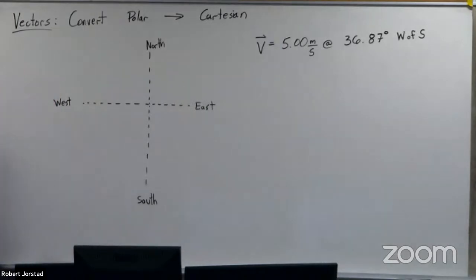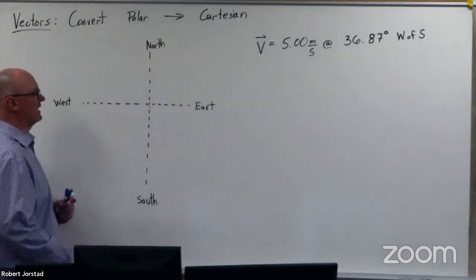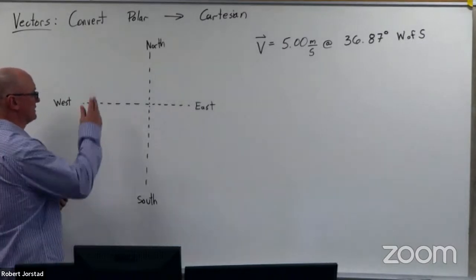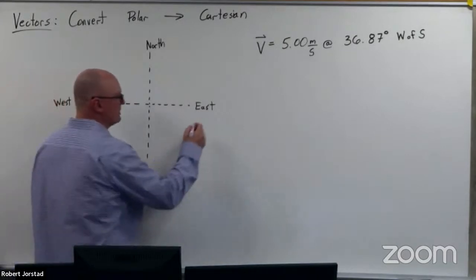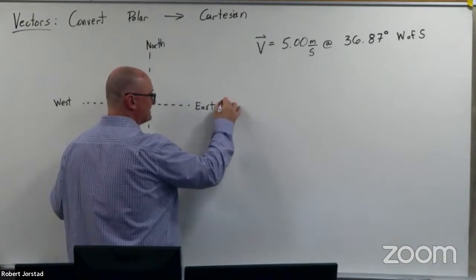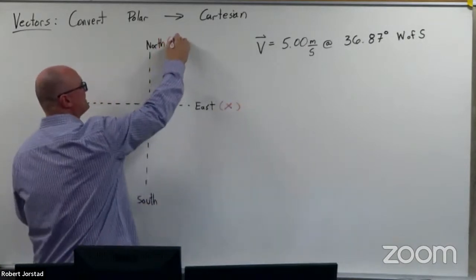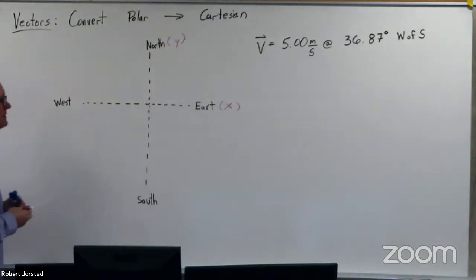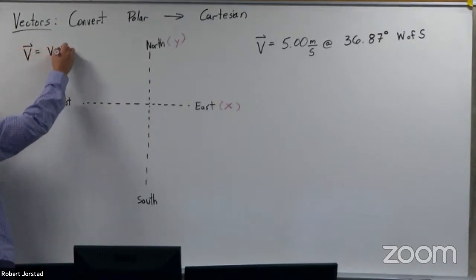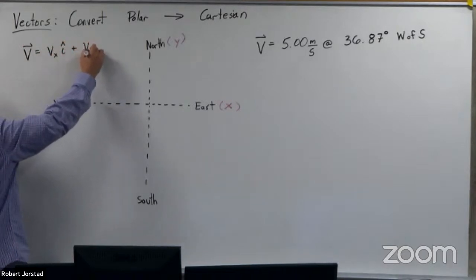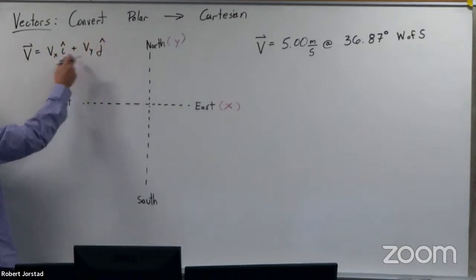A lot of times in the real world, we're talking about things moving around. Maybe it's a plane flying or a person walking. We usually have north, south, east, and west. Unless otherwise specified, we usually pretend this is the x-axis, east, and this is the y-axis. This is just our normal default. Our goal is to get to Cartesian form. If you remember, the Cartesian form is some vector that looks like Vx in the i hat plus Vy in the j hat. So we need to figure out Vx and Vy.